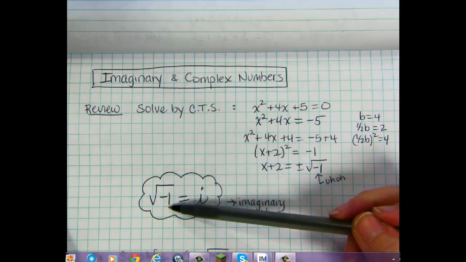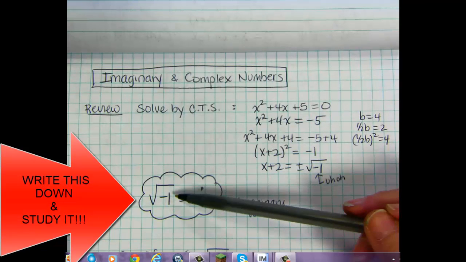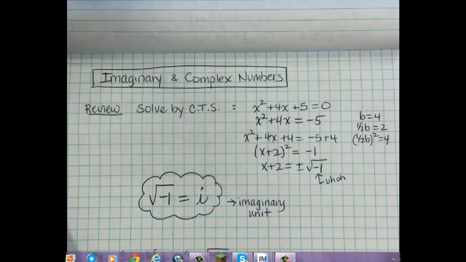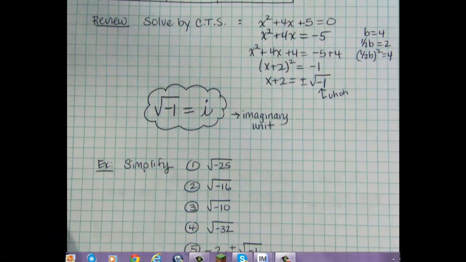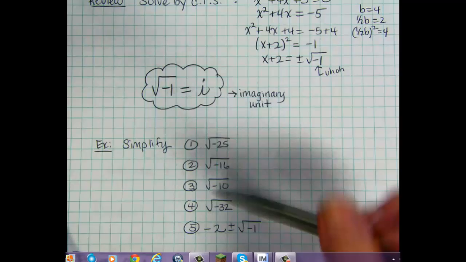And -1 underneath the square root comes out as i. i is equal to the square root of -1. It is our imaginary unit. So let's look at some problems just simplifying with negatives under the square roots now that we know how to handle them.